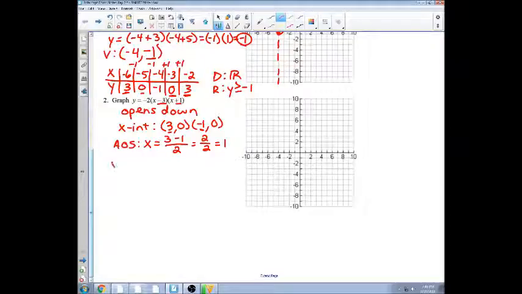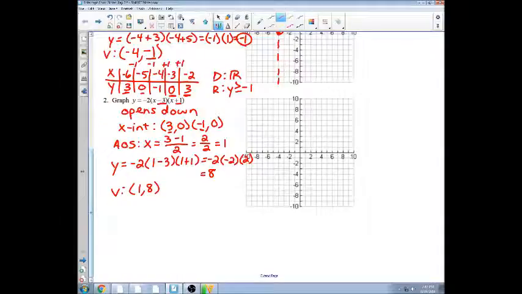So for my y value, I need to take the 1 and plug it back into the equation. Here is where that negative 2 will come into play. It'll be negative 2 times 1 minus 3 times 1 plus 1. 1 minus 3 is negative 2, and 1 plus 1 is positive 2. So negative 2 times negative 2 times positive 2 would get me positive 8. So my vertex is going to be 1, positive 8.